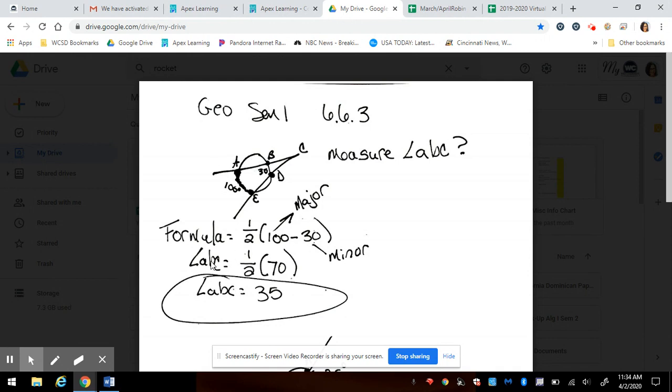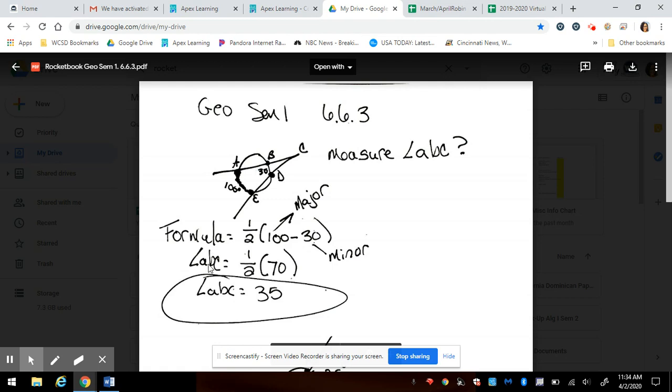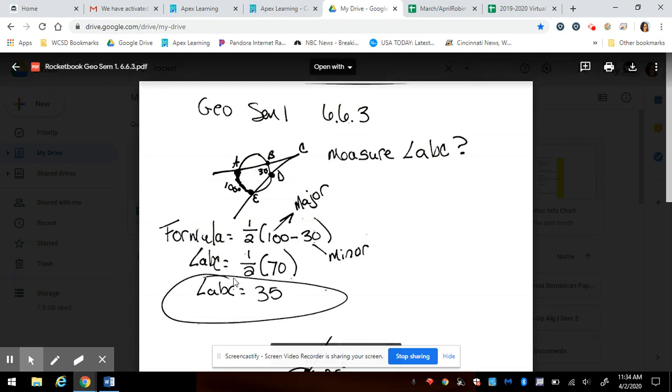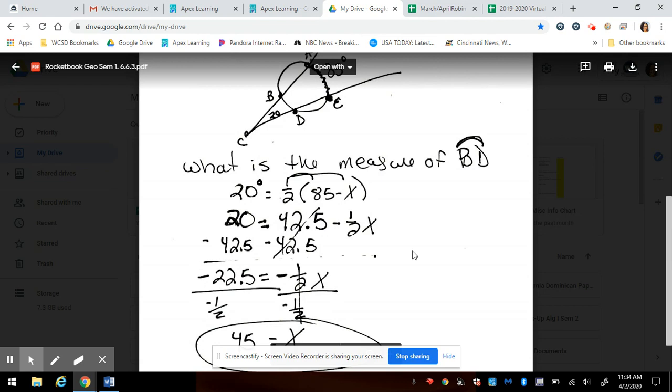I put the label wrong, it should be ACB for this one, but we know what that means. So ACB is the angle, and that should be 35.